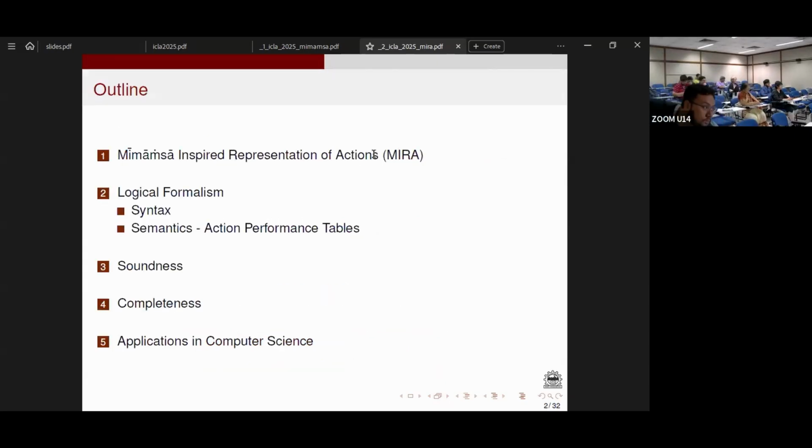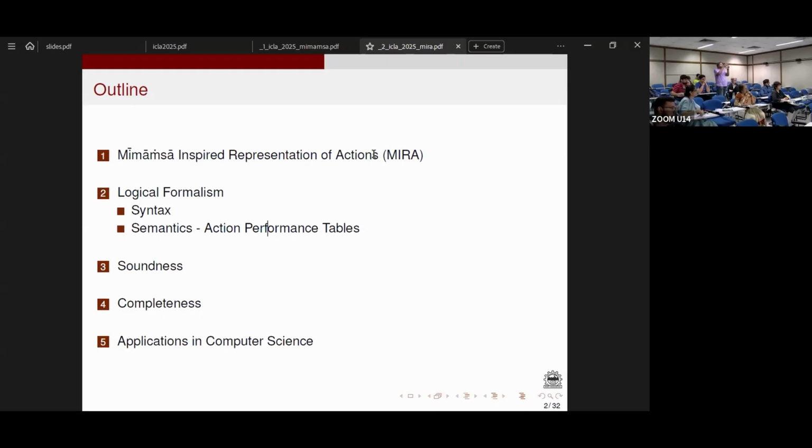Following what Dr. Ranjan said, we have formalized into a logical formalism called Mīmāṁsā inspired representation of actions, MIRA. This formalism will go over the syntax and semantics of it, followed by soundness, completeness, and the applications in computer science. The syntax and semantics will take around 1 hour, so I will be rushing faster so that I can cover the other 3 parts also.